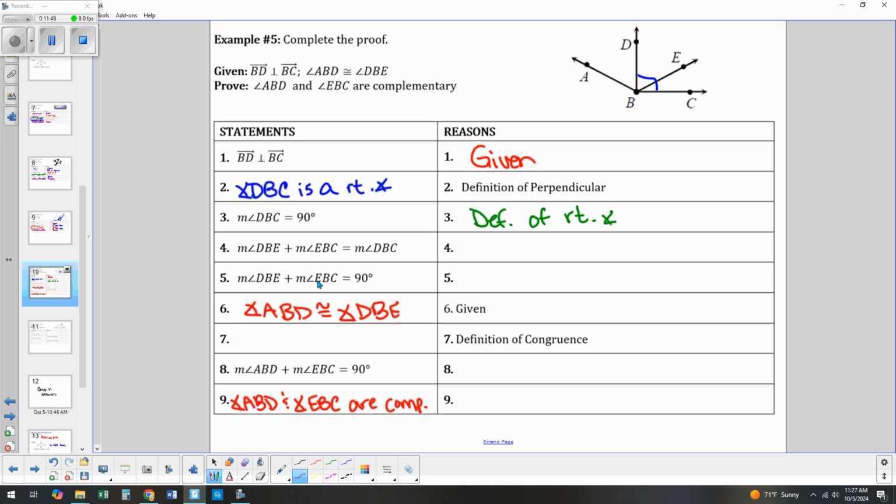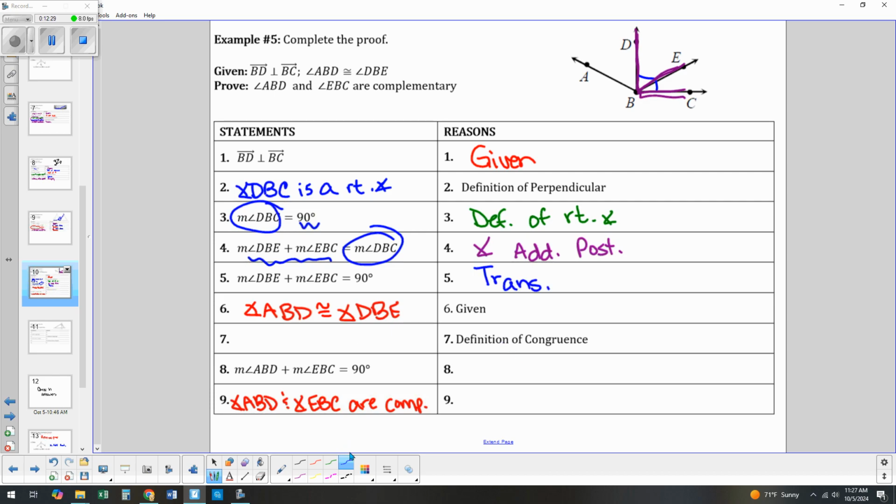Step 4, I'm now introducing some information. I've never seen angle DBE or EBC before. So we're saying angle DBE plus angle EBC is equal to the whole thing, angle DBC. So that is the angle addition postulate. And now I have DBE plus EBC is 90. I've seen stuff that looks like this before. I saw DBE plus EBC here, and I saw 90 here. If I look at those two statements, they were both equal to the same thing. So this is another linking problem using transitive.